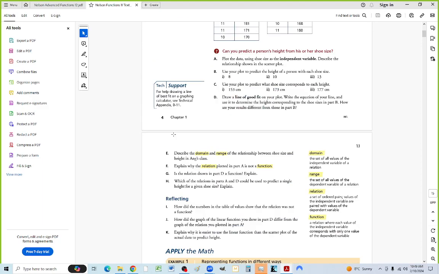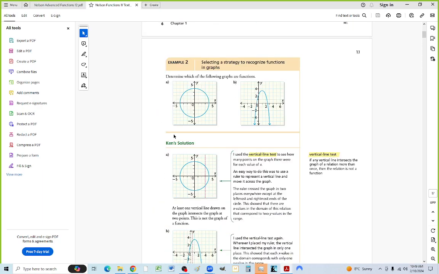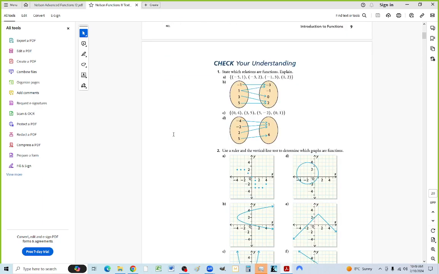I think it's smarter if you find a question she did in class, and then we'll see if it matches this textbook. Like if she did question 2 or gave you a number. It doesn't even tell me. But what's it called? Let me look for my notebook. It'll be something like state which relations are functions or use the vertical line test.